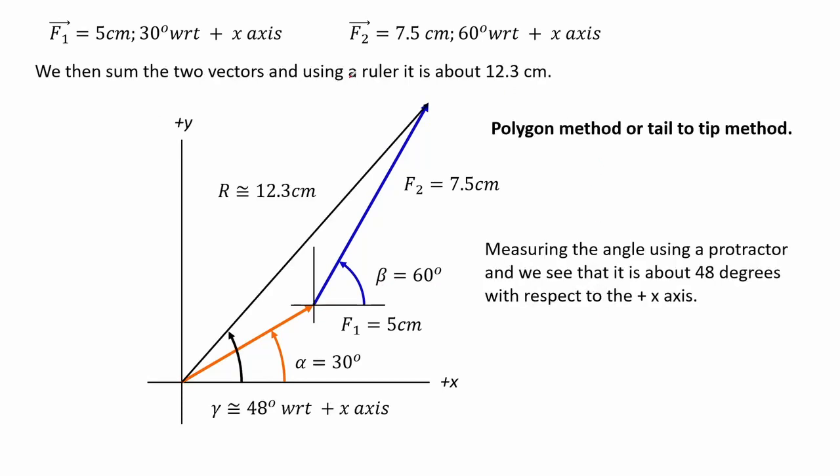To determine the resultant vector graphically, we simply connect the tail of the first vector to the head of the last vector, and we see here it is about 12.3 cm. The angle of the resultant vector is determined by using a protractor and it is about 48 degrees with respect to the positive x-axis. This method is called the polygon or tail-to-tip method.